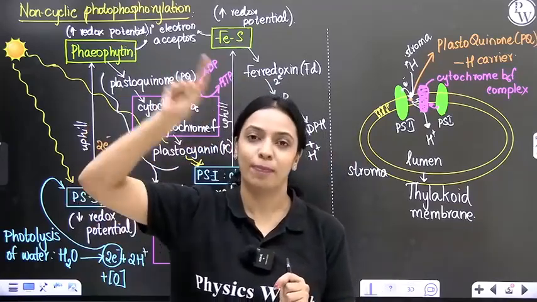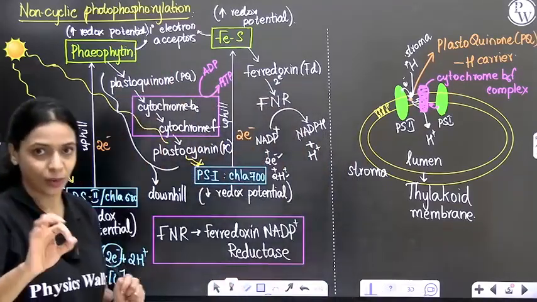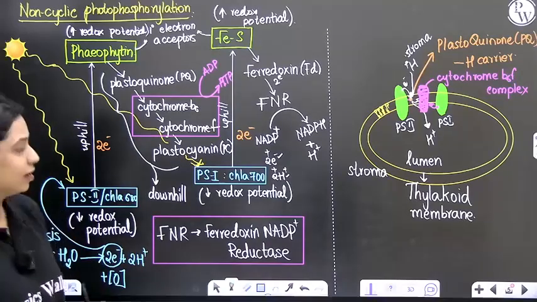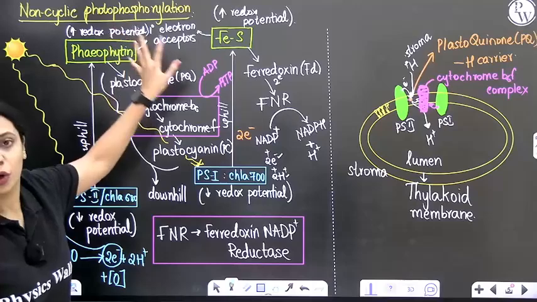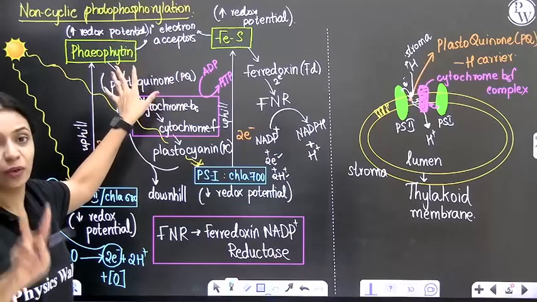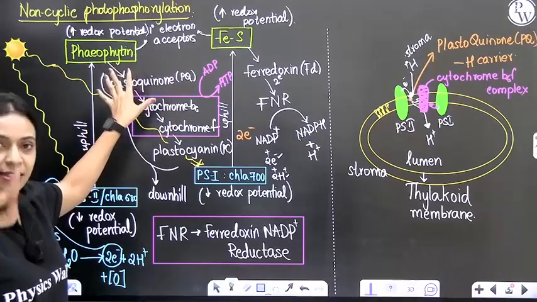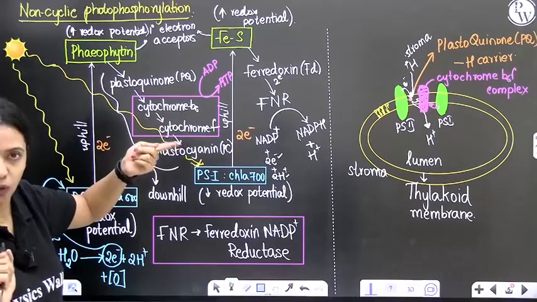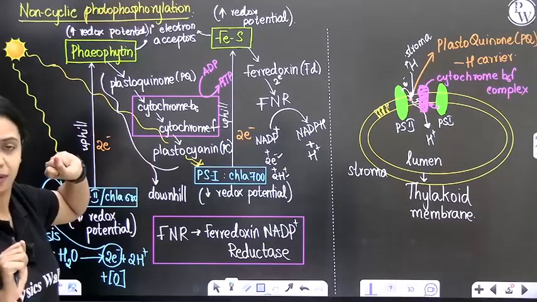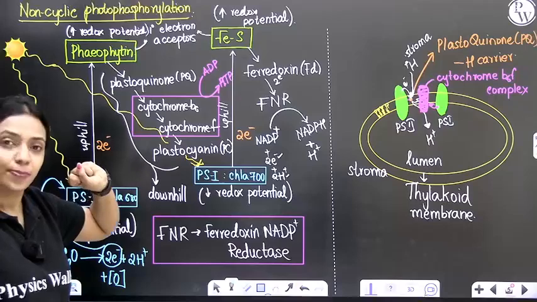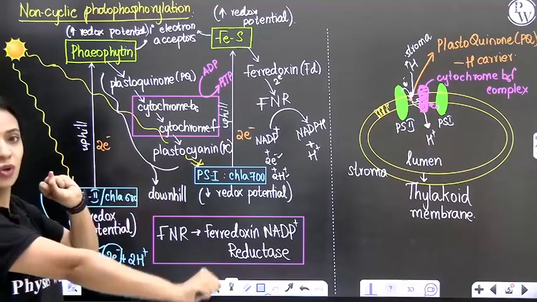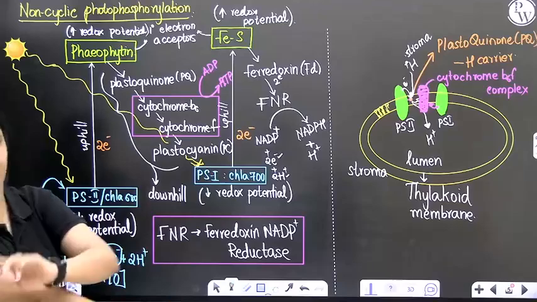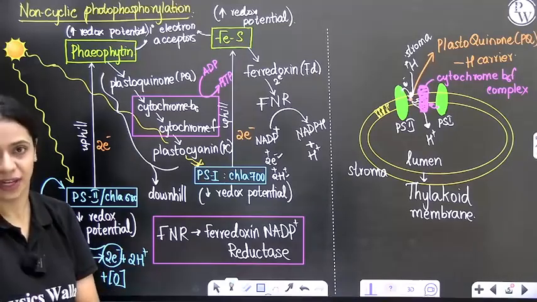Pheophytin will pass it on to a molecule, an electron acceptor as well as a hydrogen carrier, which is called plastoquinone. This plastoquinone is accepting two things. It is taking electrons from the pheophytin, and it is taking protons from the stroma. The electrons that it has picked up from pheophytin, it will pass on to the cytochrome b6f complex while simultaneously releasing the protons into the lumen of the thylakoid.